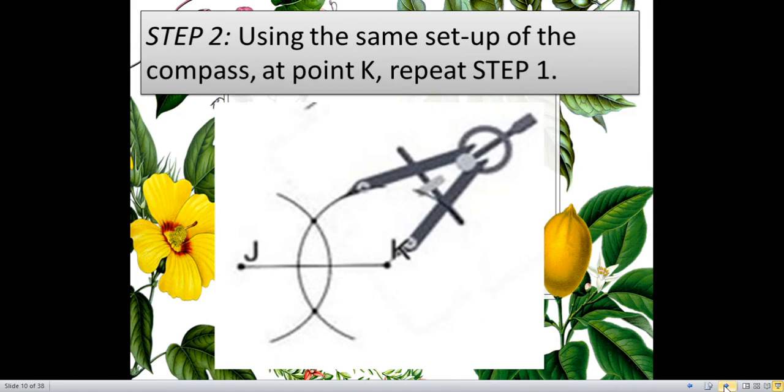So, this will be your task later on. You will make your own bisecting of a line segment. So, you should know the label by label. As you can see, we now have 2 arcs, and on those arcs, there are 2 points of intersection.